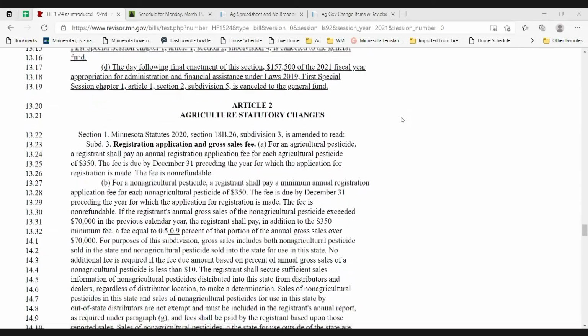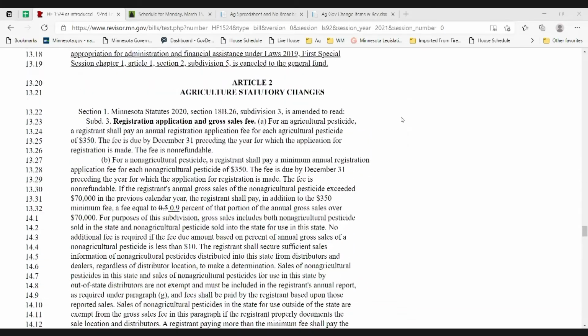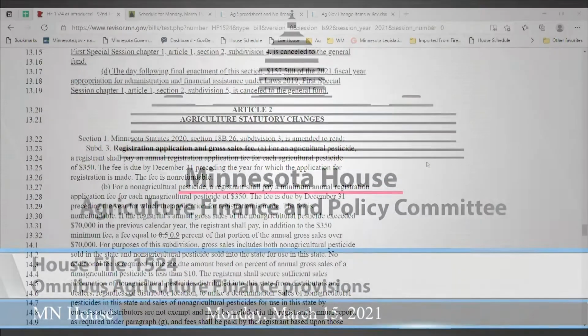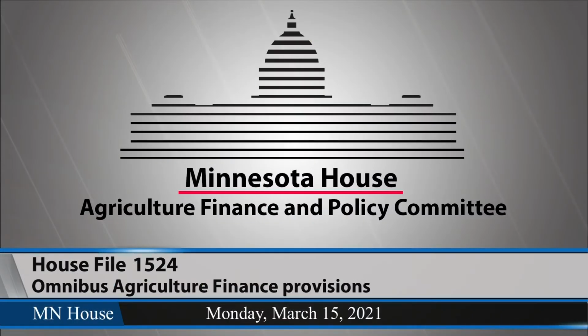Thank you, Mr. Sullivan. Let's move on to Ms. Kromschroeder from the department. Let's hear about Article 2. So please identify yourself for the record and begin.